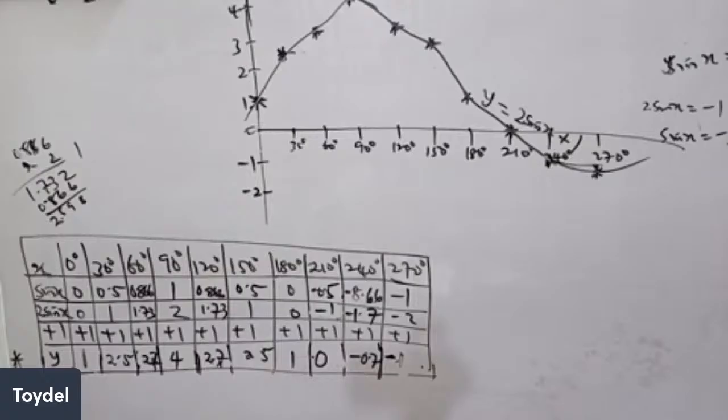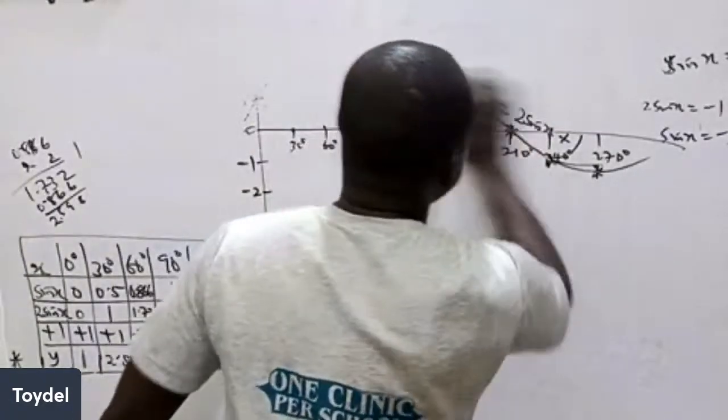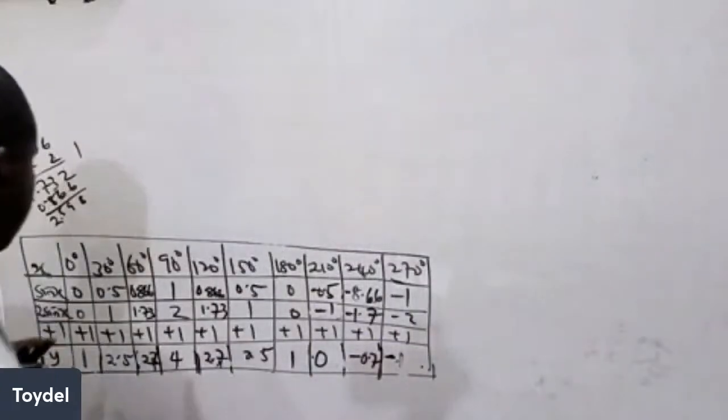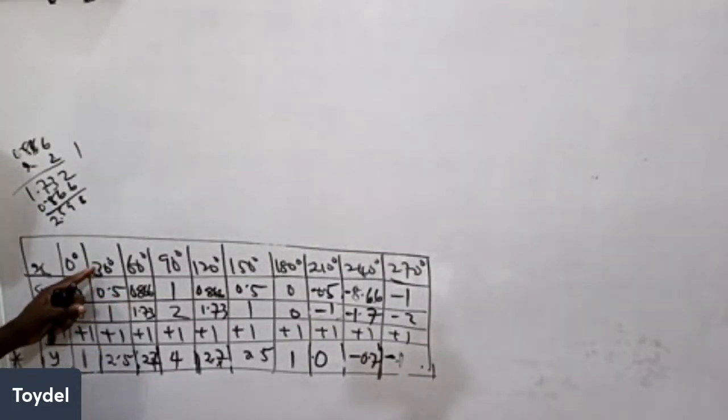I don't have a graph board, I need to get a graph board, but you can locate that on the graph when sine x is equal to 1/4. It will be around 15 degrees and 165 degrees. Because of our time, I will just go straight to bearing and distance. It is very easy when you have special angles.